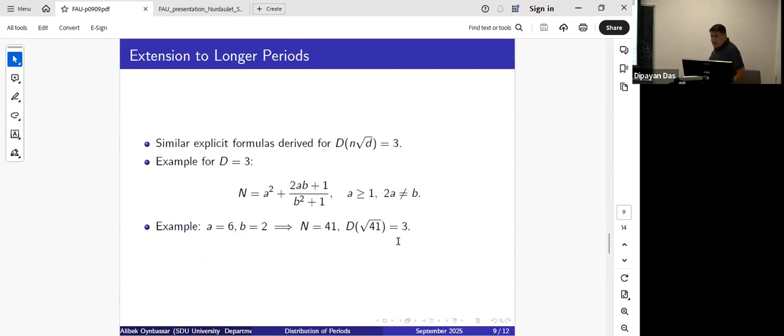Also, my talk was about period 2, but we also found some examples for period 3 with this condition. If it is satisfied and the result is an integer, then this has a period of length 3.